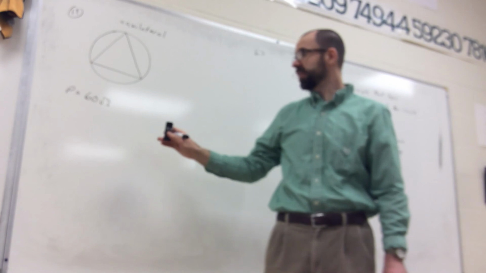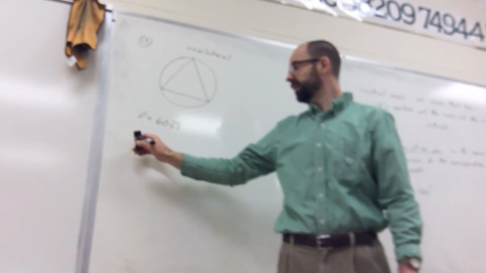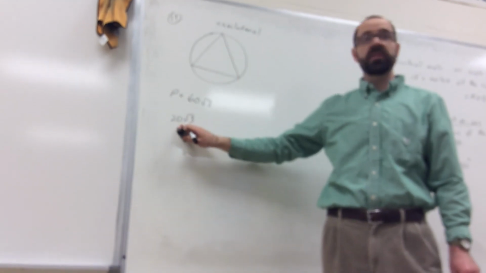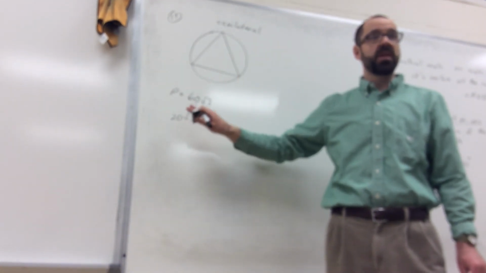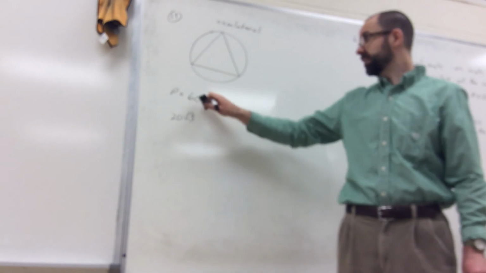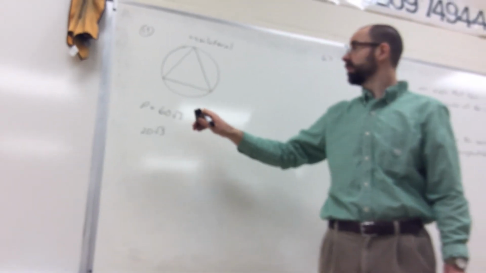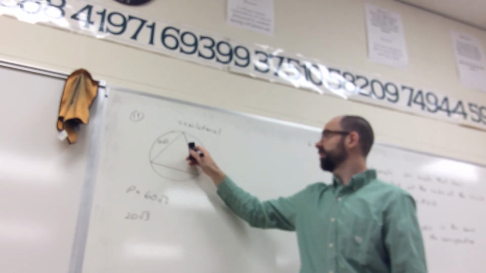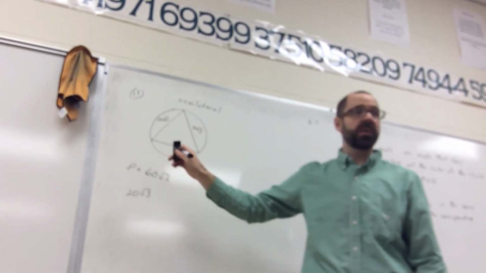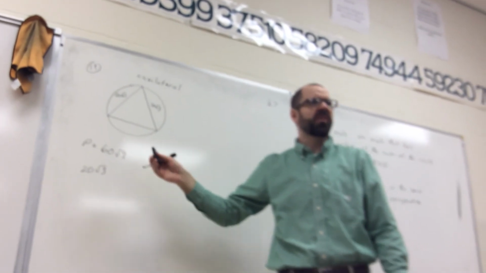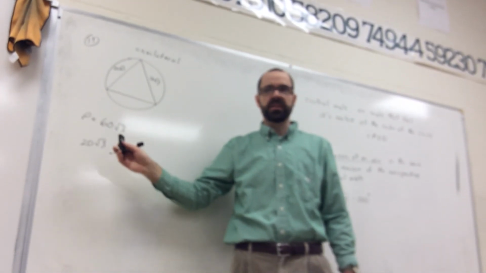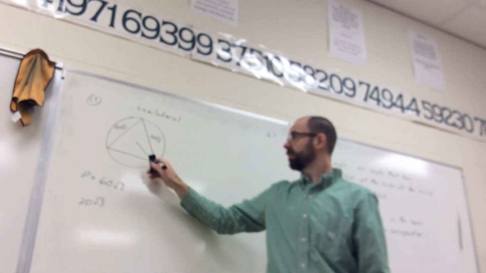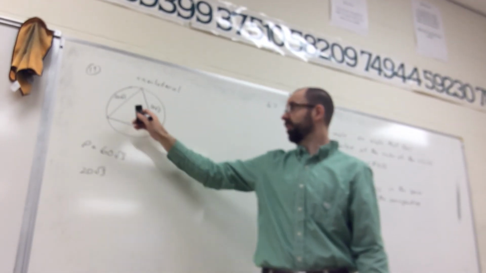Okay, so if all three sides are equal, that means one side is going to be 20 root 3. Because if you take 20 root 3 plus 20 root 3 plus 20 root 3, you get 60 root 3. So this side is 20 root 3, this side is 20 root 3, this side is 20 root 3. Okay, but if I'm going to figure out the circumference, I need the radius. So let me draw the radius in. And let me draw another radius in.